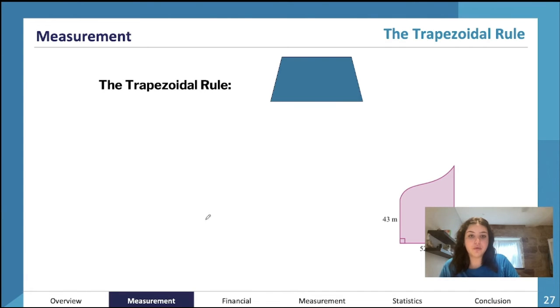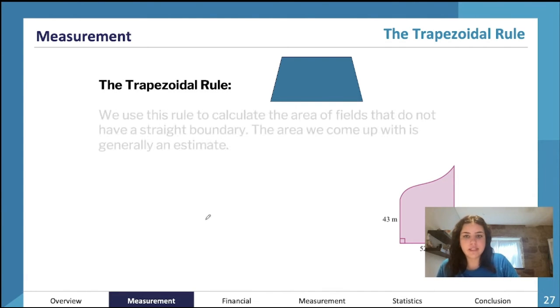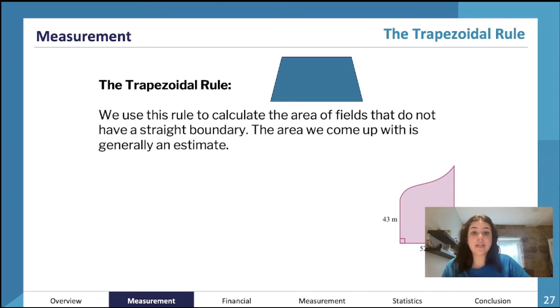Okay, trapezoidal rule. This is something that is very, very important to understand. We use this rule to calculate the area of fields that don't have a straight boundary. So this could be like a farmer's paddock. It doesn't have a straight line, but rather a curved line on the edge. This is where his gate is. This is where he keeps all his sheep. This is his little house over here. Not a straight line, right?